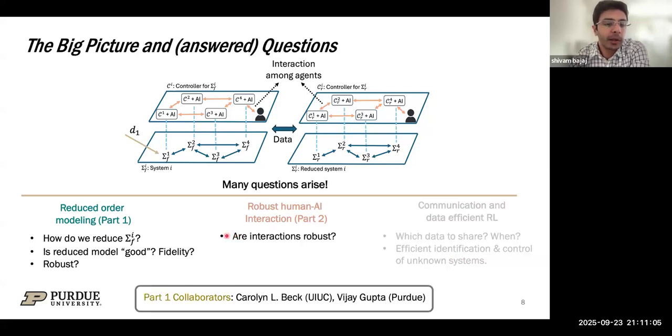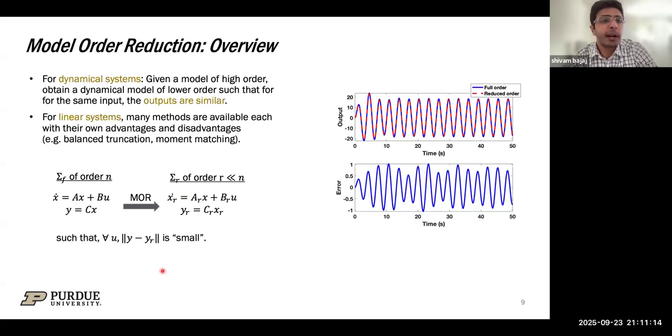So, by the way, part one is in collaboration with Professor Caroline Beck, who is at UIUC, and my advisor, Vijay Gupta. Okay, so let me start with part one, and I'll start with an overview of model order reduction. So the idea behind model order reduction is that if I have a dynamical system of very high order, I want to be able to approximate it with a lower order system such that the outputs of the two systems are similar. Okay? Now, for this talk, I will focus on linear systems.